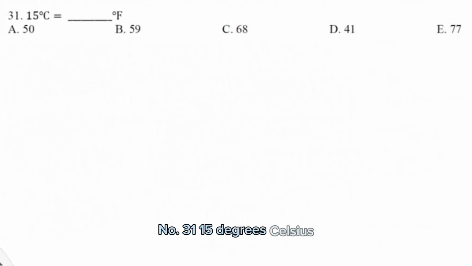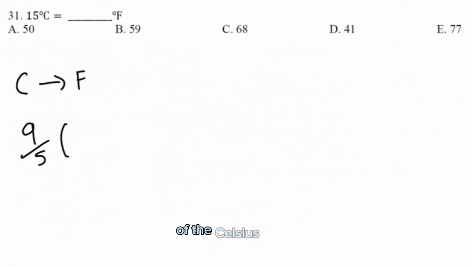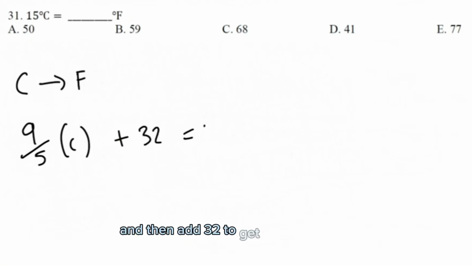Number 31. 15 degrees Celsius equals how many degrees in Fahrenheit? If we have a Celsius number, the way we convert that to Fahrenheit is by taking 9/5 of the Celsius value and then adding 32 to get the Fahrenheit.